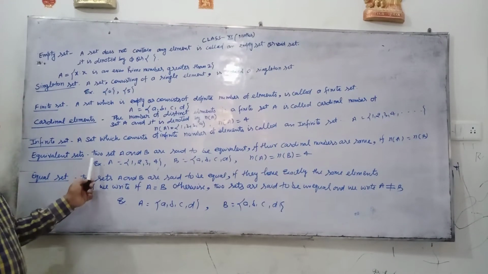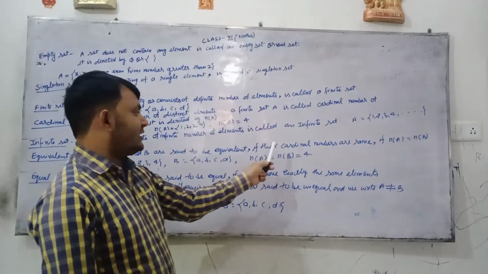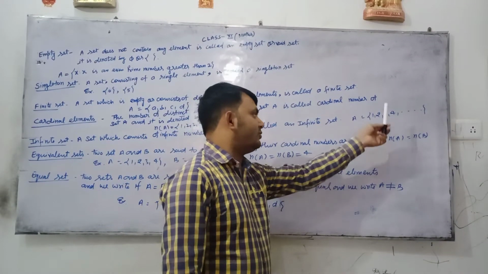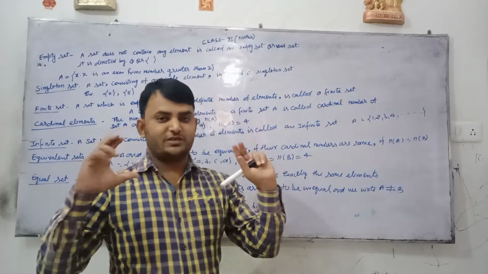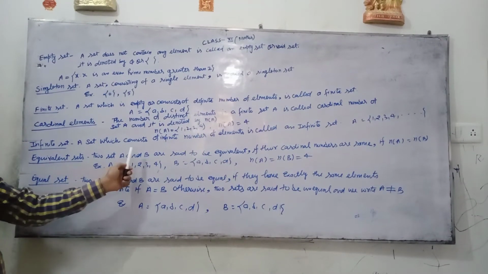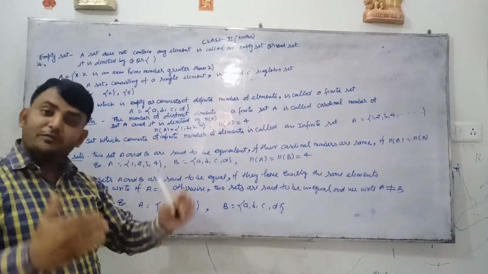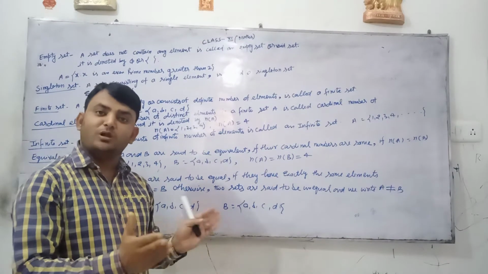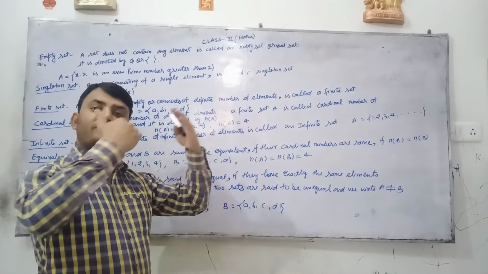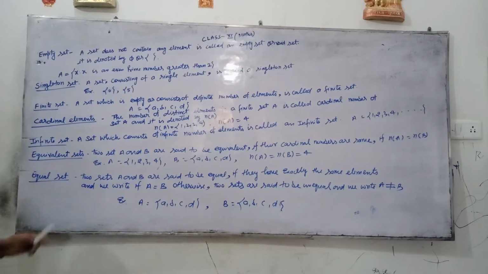Equivalent sets: two sets A and B are said to be equivalent if their cardinal numbers are the same, if n(A) equals n(B). If two sets are given, when are they equivalent? Equivalent means the number of elements is the same. No need for the elements to be the same, the number of elements is the same. So that is equivalent sets.